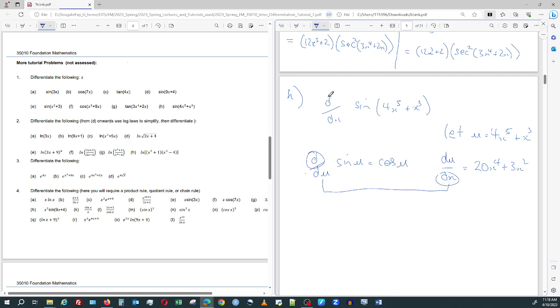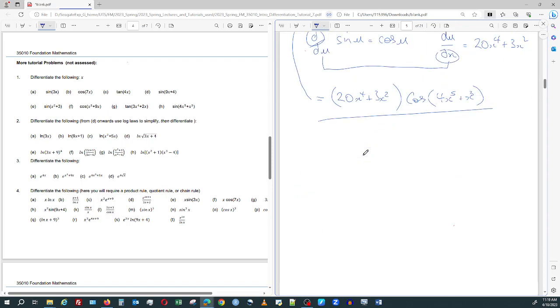d dx, there it is. So d dx is equal to, I'll put it in brackets, 20x4 plus 3x squared cos u, 4x5 plus x3, and that's our final derivative. That's what it equals. Okay, so I'll leave it to you to do the equation.